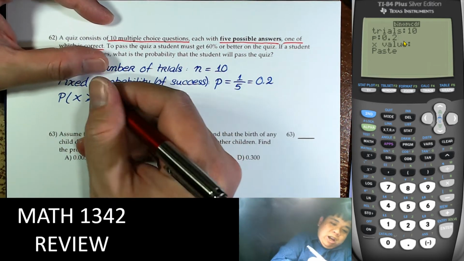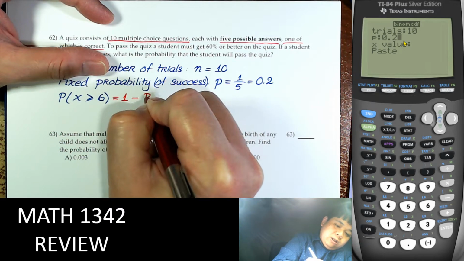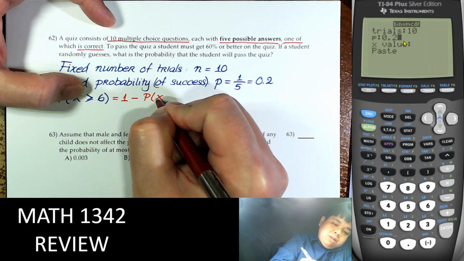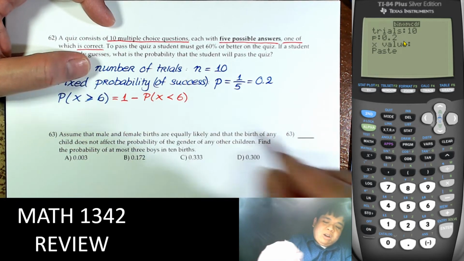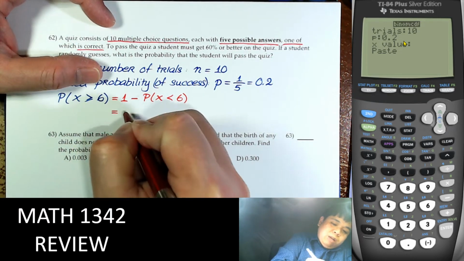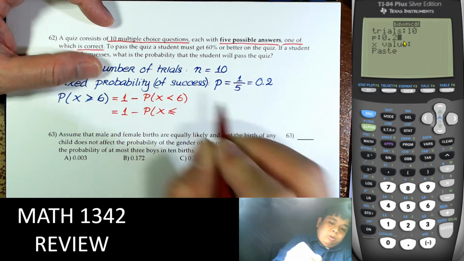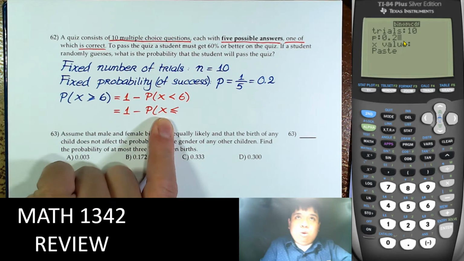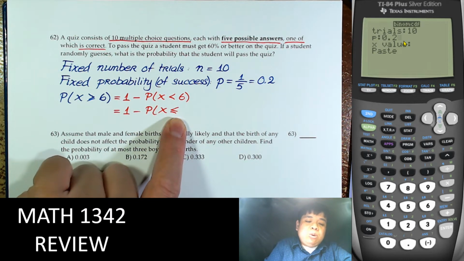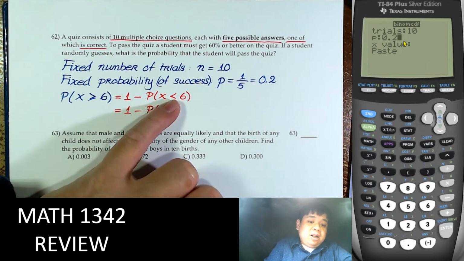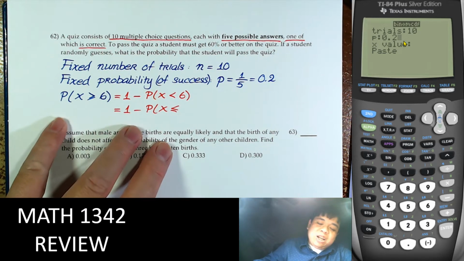So for this we have to write the complement. If it's not greater than or equal to 6, it has to be less than 6. Now we still cannot use that. If we want to use the calculator, we have to write that as less than or equal to. The binomial CDF works when it's less than or equal to. In this particular case it's discrete, so we just have 1, 2, 3, 4, 5, 6. If it's less than 6, it has to be less than or equal to 5.